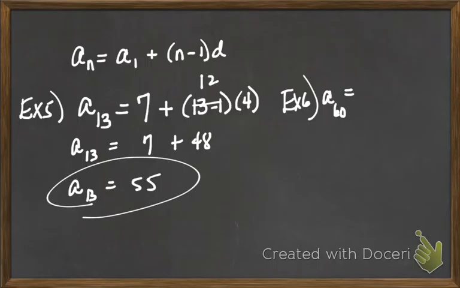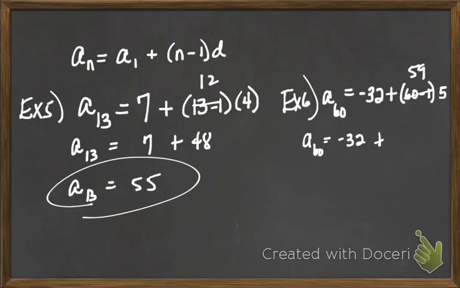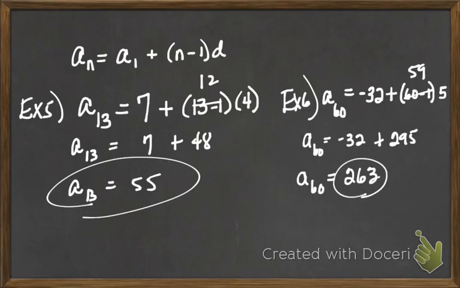If I'm looking for the 60th term, I take the first term, which they're telling me is negative 32. I add that to 60 minus 1. N is the number of the term that I'm trying to find. So 60, the minus 1 is in the formula, times the common difference of 5. So that's going to give you negative 32 plus 59 times 5. I can't do that without a calculator. Maybe I can. 295. 295 plus negative 32 would give me a 60th term of 263. So I would definitely want a formula for something like example 6.